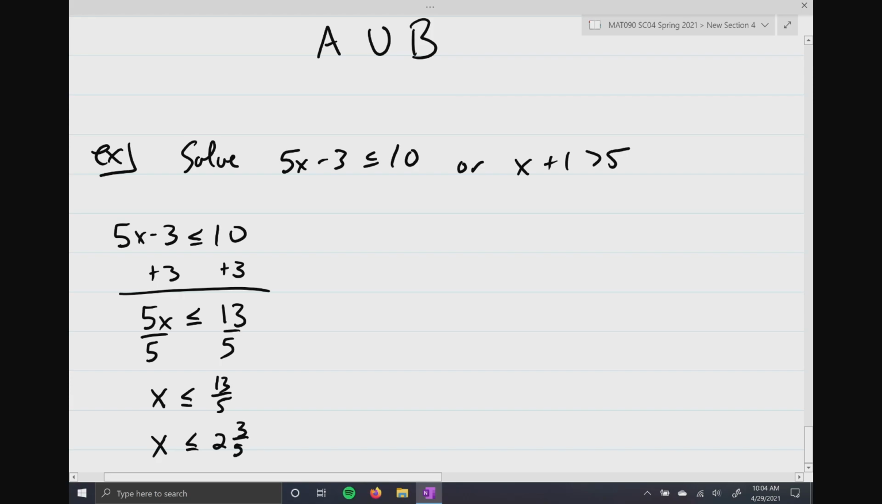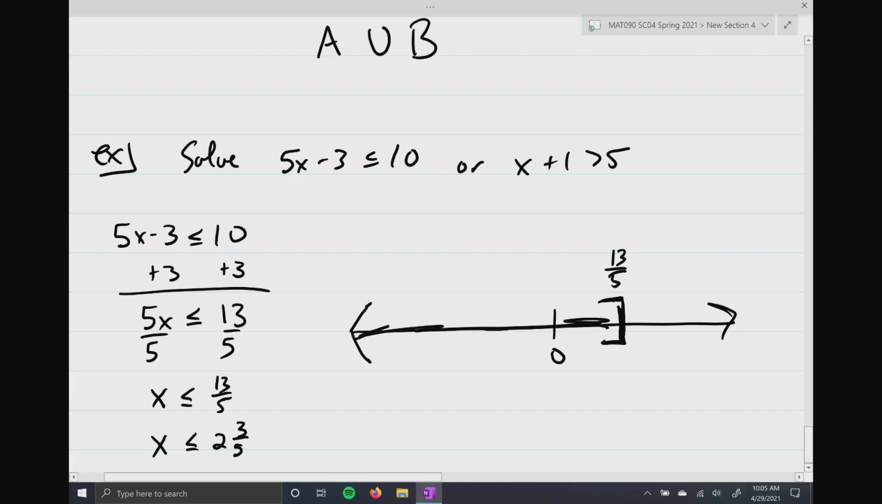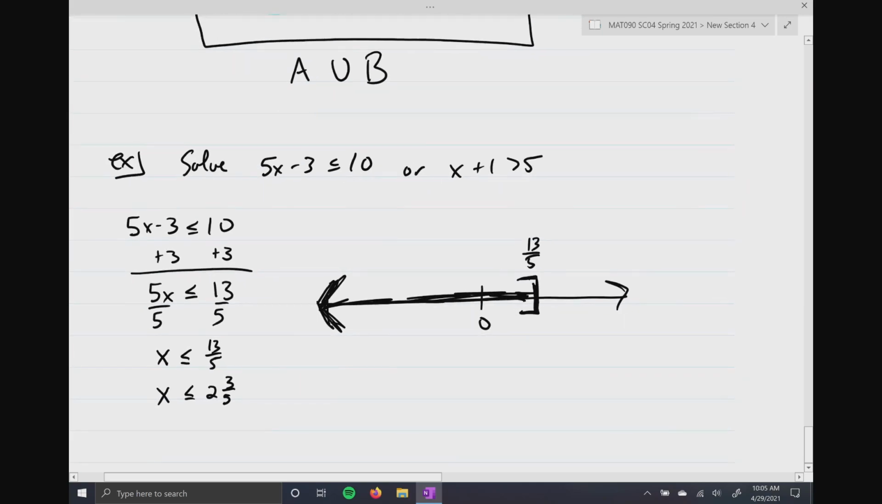Okay? So I will go ahead and graph this. Put my 0 in the middle. 2 3/5 is like over here. It's to the right. I'm not too concerned with where it is specifically. So I'm just going to write 13/5 above it. I want values of x that are less than that, and I include the 13/5. So it's a bracket, and I shade to the left. All right, so there's the first part of the problem.